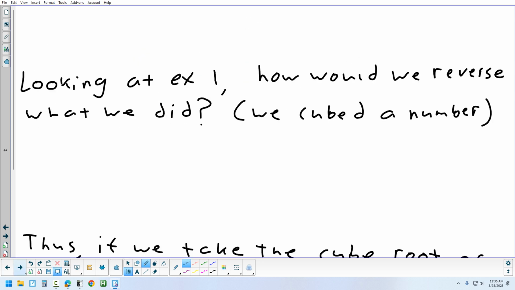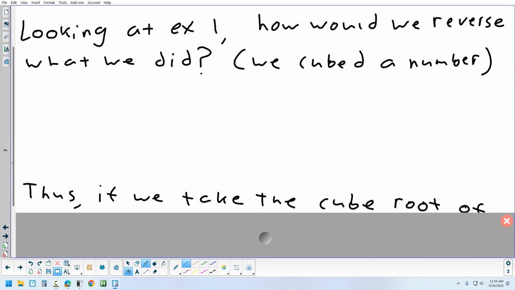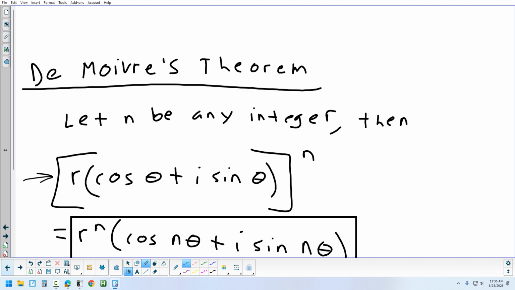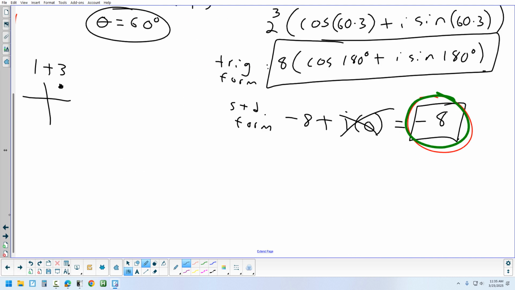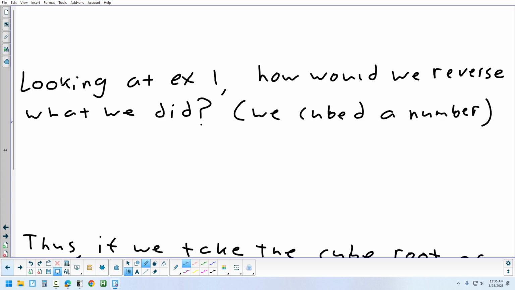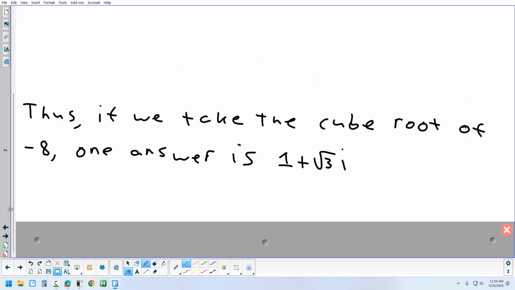All right, so we just talked about that. How would we undo cubing a number? We would use the cube root. And if we took the cube root of -8, which is what I had circled in green at the bottom, 1 plus root 3i would be one of the answers. One of the answers, not all of the answers.